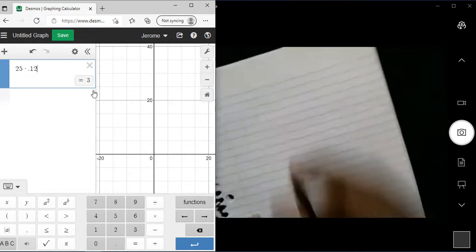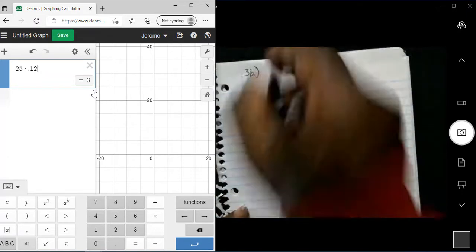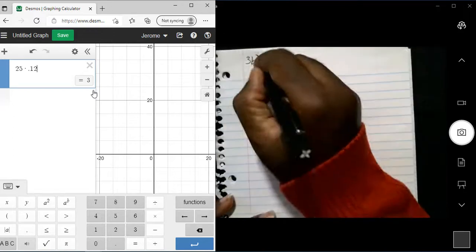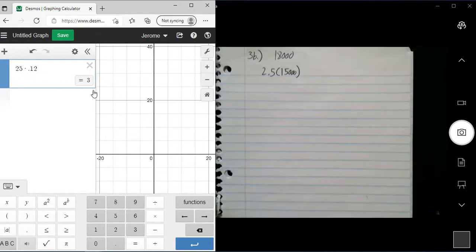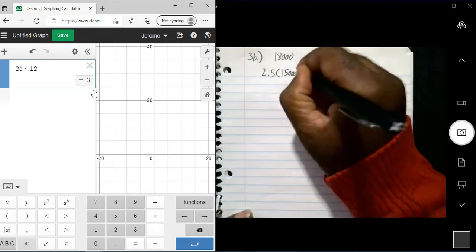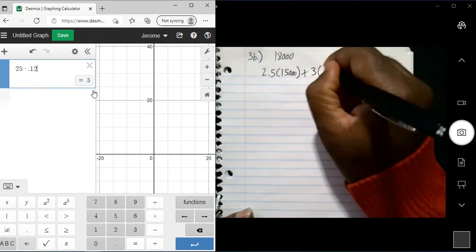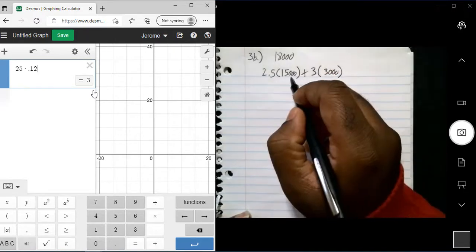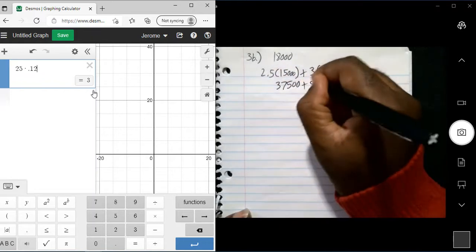All right, do 3B. So it said that you sold 18,000 books. Well, we know for the first 15,000, we'll take 2.5 times 15,000, because that's one of our rules, which is the 37.5. And then we would add 3 times what's left after the 18,000, which would be 3,000 copies. So now 2.5 times 15,000 is 37,500 plus 9,000.